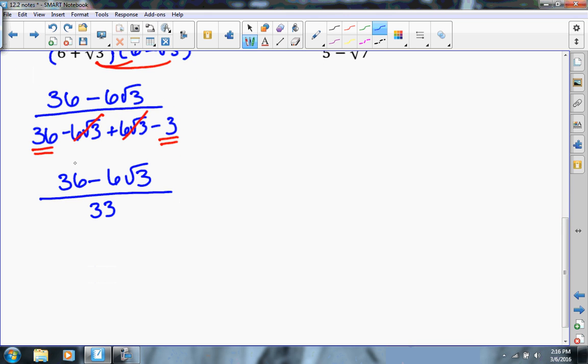But if I look at all of my whole numbers, my coefficients, I have a 36 and a 6 and a 33. All of those numbers can be reduced by 3. So I'm going to reduce them just like they were fractions. So if I divide all of them by 3, I'll have 12 minus 2, and then little leftover square root 3, over 11. Remember, you cannot reduce the square root of 3 because he's inside that radical sign.